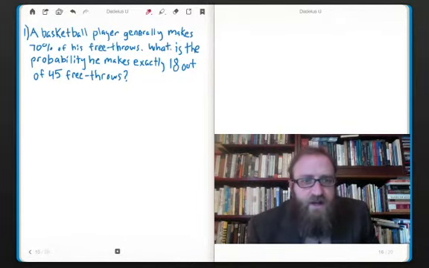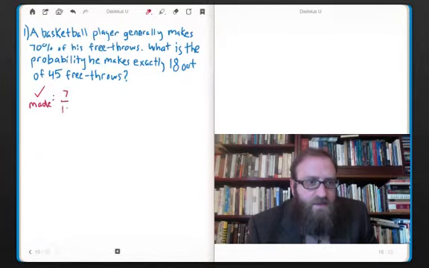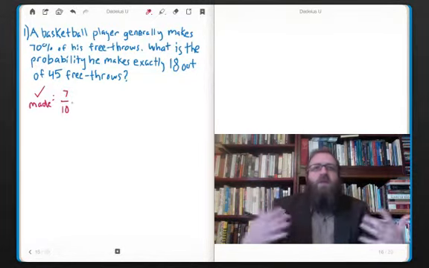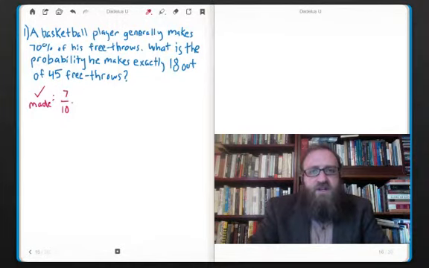So, to get started, notice that a percentage essentially is a probability. A percentage says that for a made free throw, we'll represent that with a little check mark, that's a made free throw, that's going to happen 7 out of 10 times. Remember, probability in its most basic definition is the desired outcomes over total possible outcomes. So in this case, the desired outcome is a made free throw, and we're going to see 7 of those out of a total possible 10 free throws attempted.